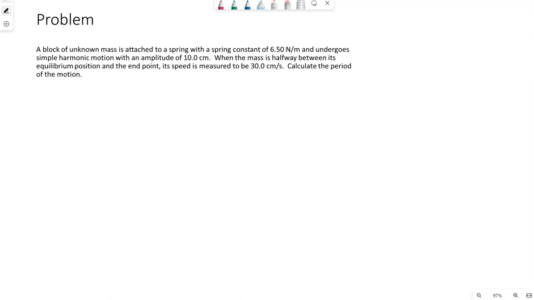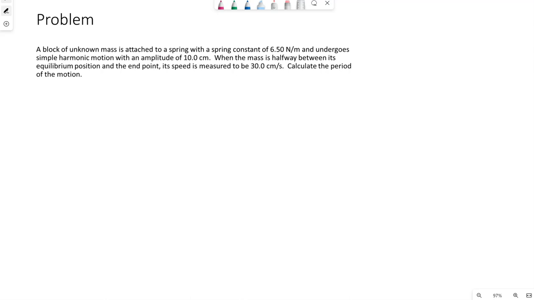We have an example problem here. A block of unknown mass is attached to a spring with a spring constant of 6.5 newtons per meter and undergoes simple harmonic motion, meaning ideal motion, with an amplitude of 10 centimeters. When the mass is halfway between its equilibrium position and the endpoint, its speed is measured to be 30 centimeters per second. Calculate the period of the motion.